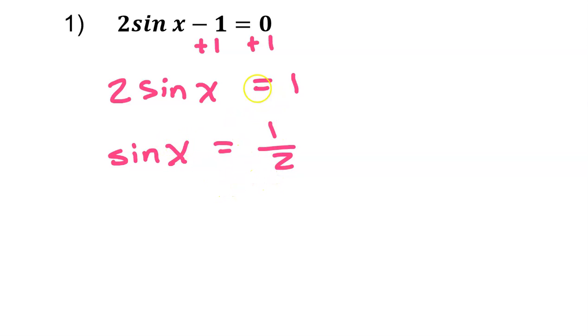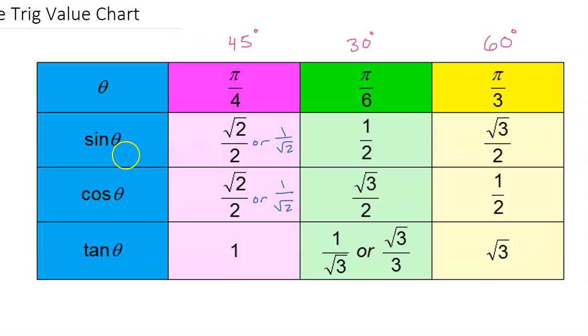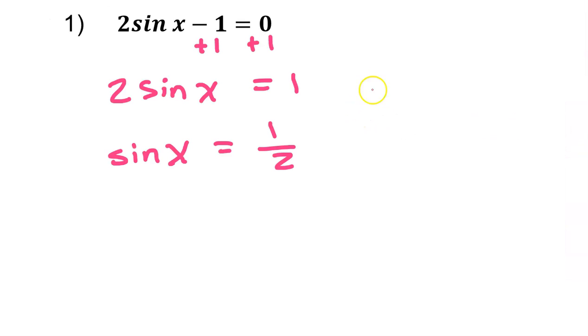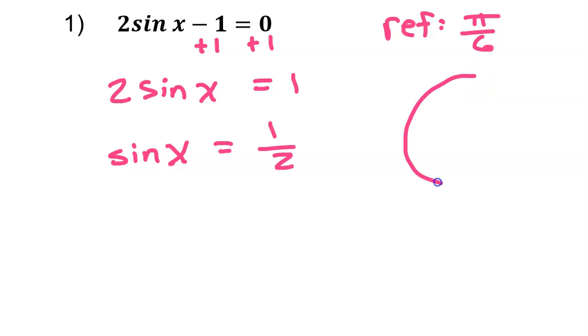Now you ask yourself, what is the reference angle? The sine of what angle is equal to 1/2? And that's right off the chart we were just talking about. The sine of pi over 6 is 1/2. So that tells us that the reference angle is pi over 6. All right, that is not the final answer. That's just the reference angle.